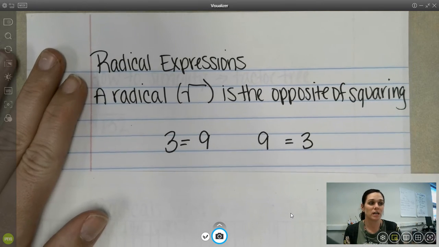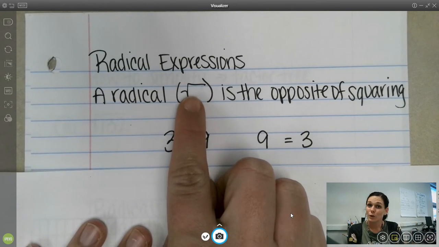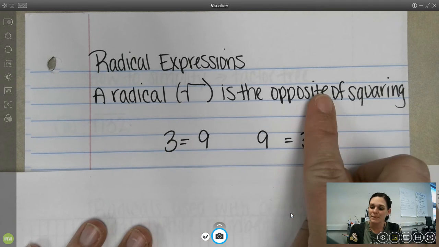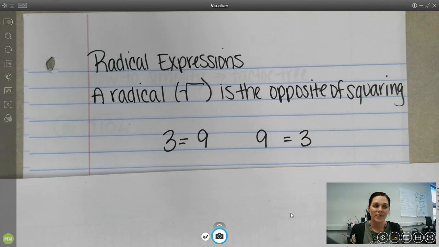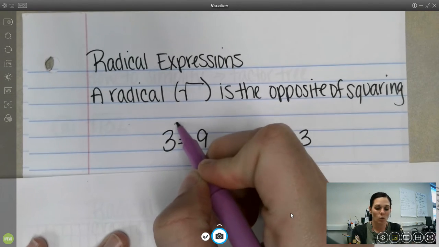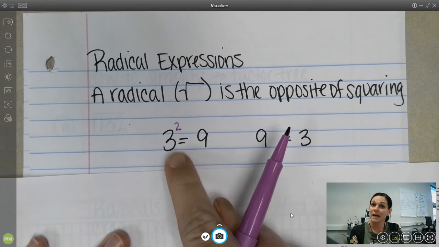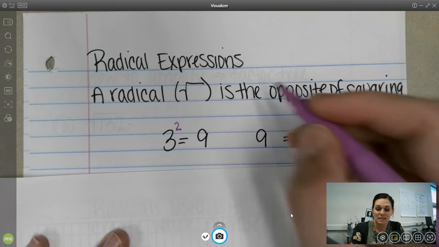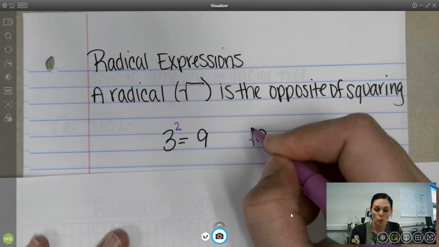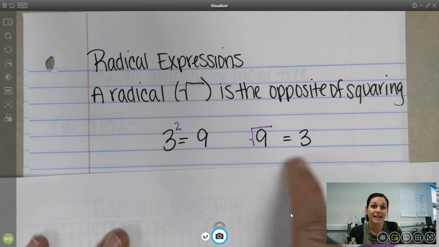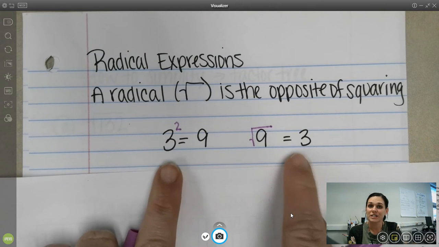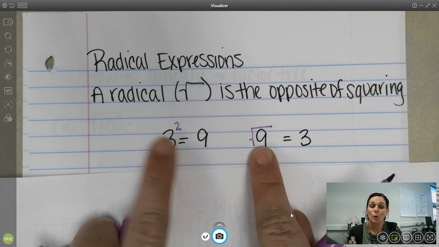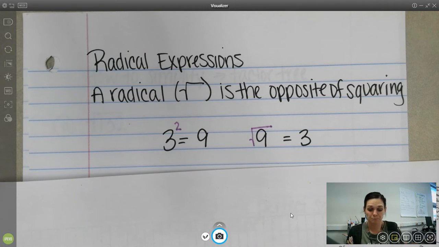So the first thing you need to understand is that a radical, the square root symbol, is the opposite of squaring. So what that means is if I square this 3 and I do 3 times 3, that's going to equal 9. The opposite is if I take this 9 and I take the square root of it, I'm going to get the answer of 3. So understand squaring and this radical mean the same exact thing.